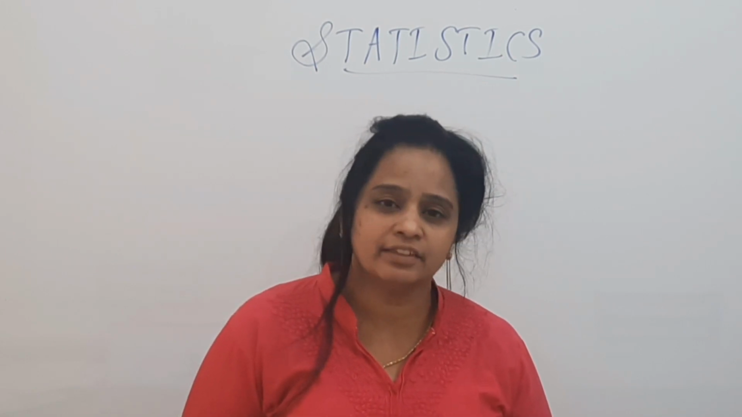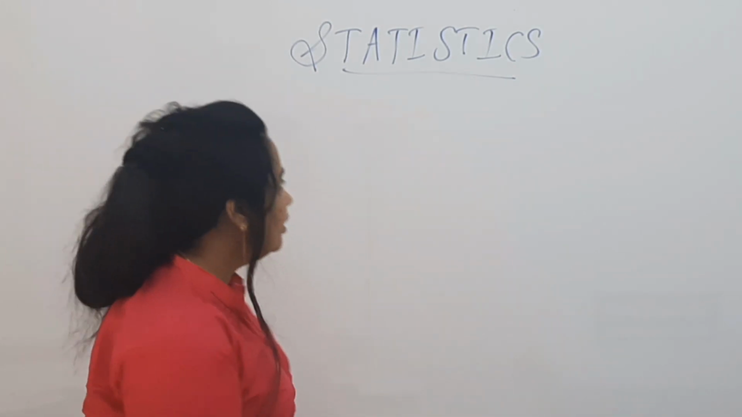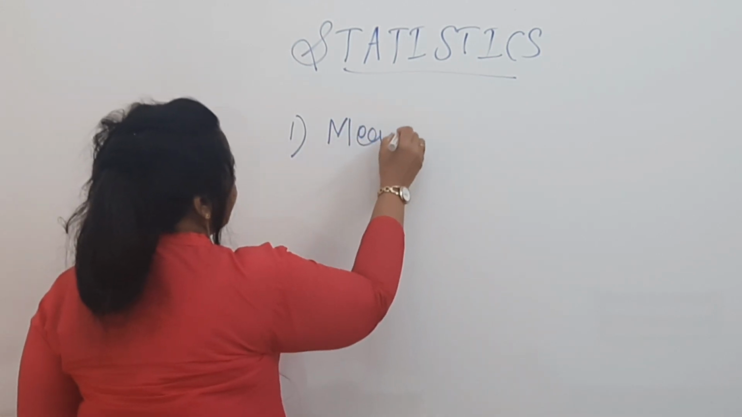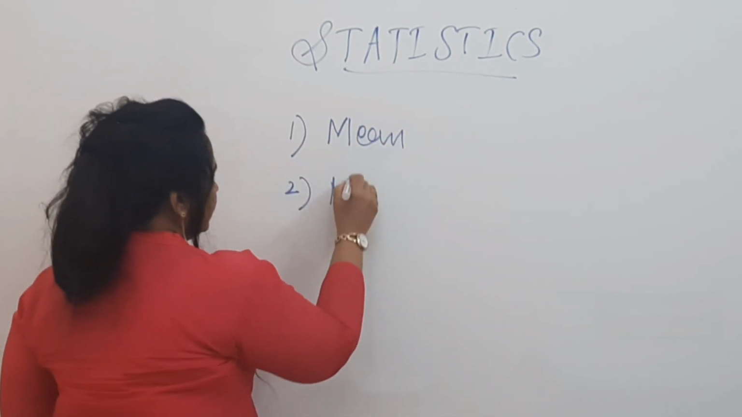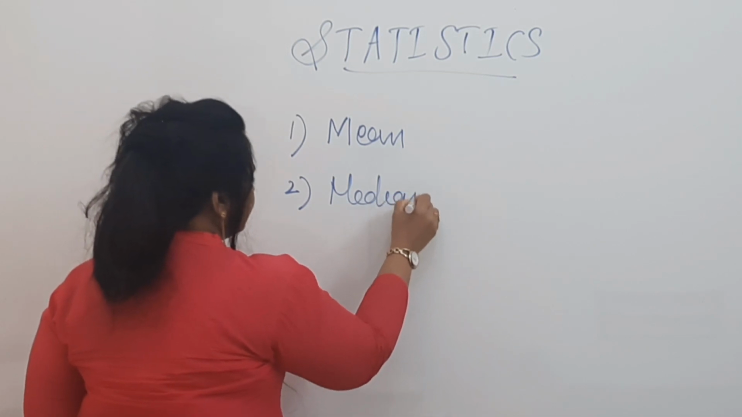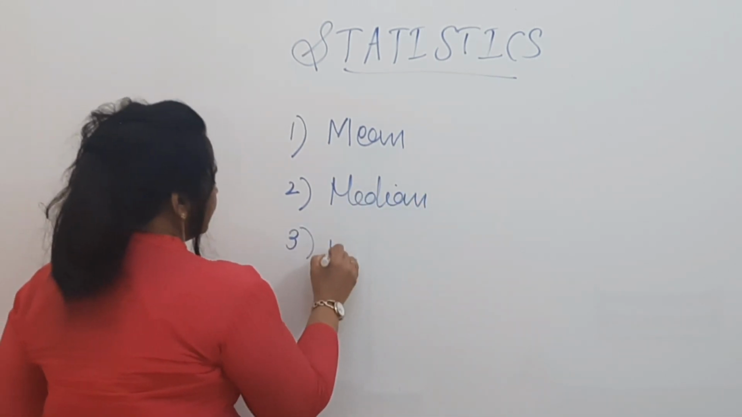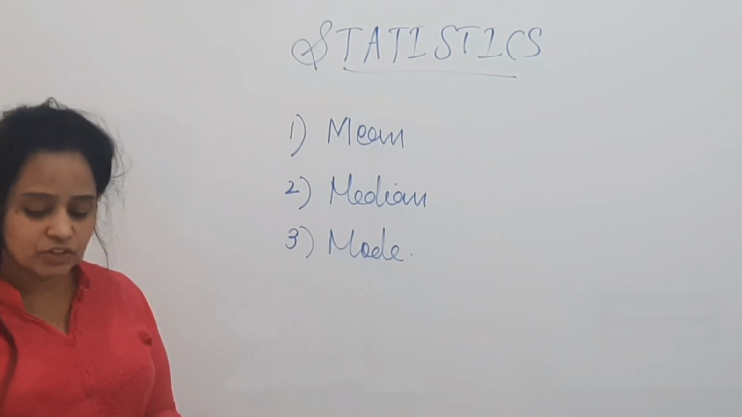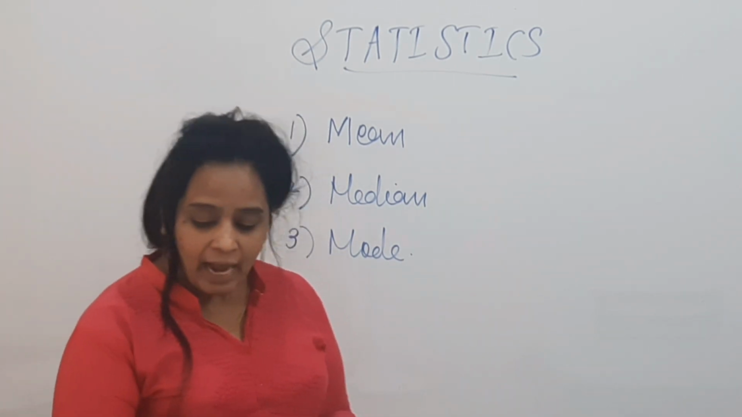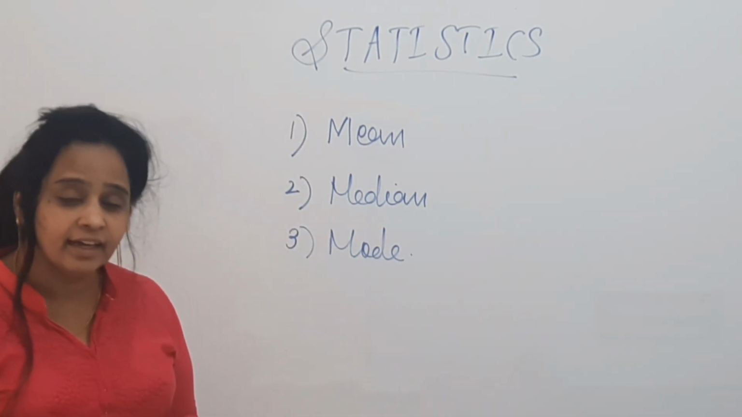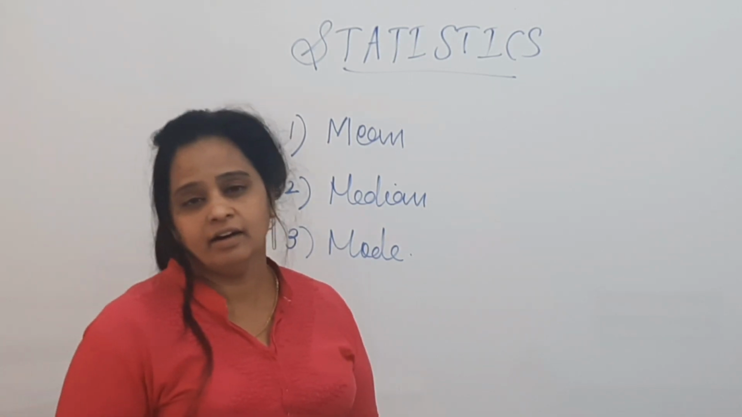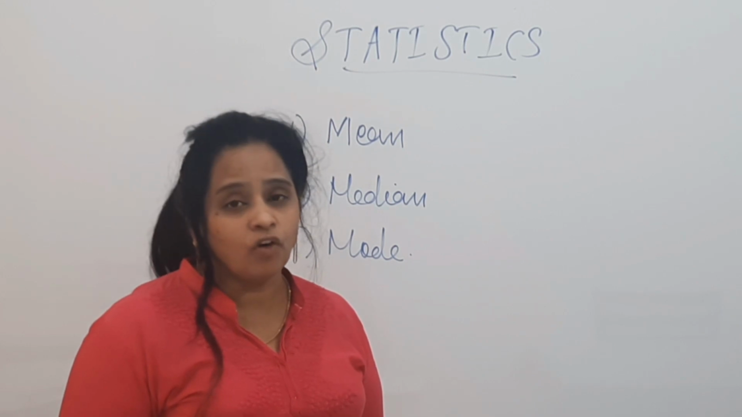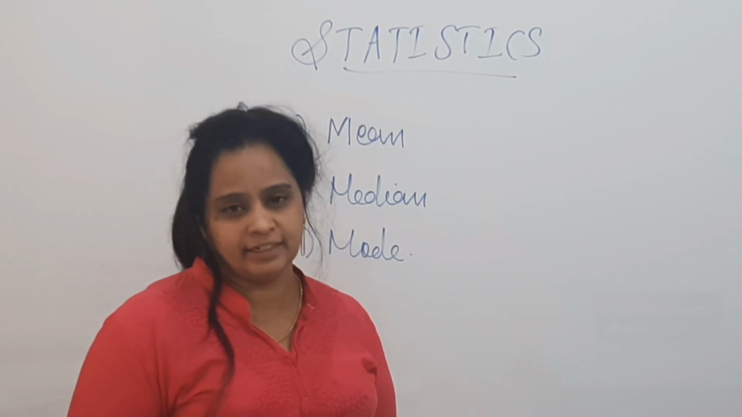The measures of central tendencies are one, mean, two, median, and the third, mode. So these are the three measures of central tendencies, and we have studied these measures of central tendencies to find it for the ungrouped data.